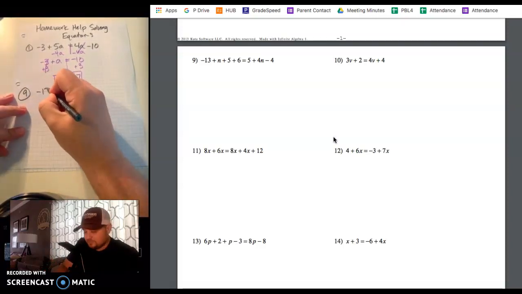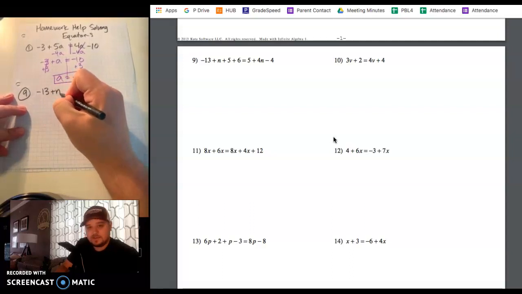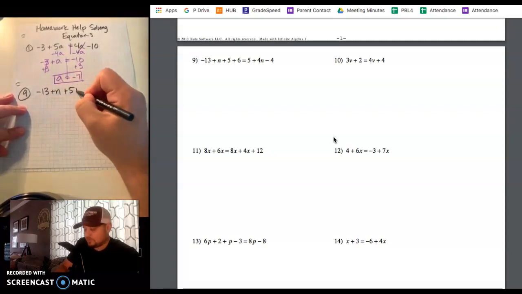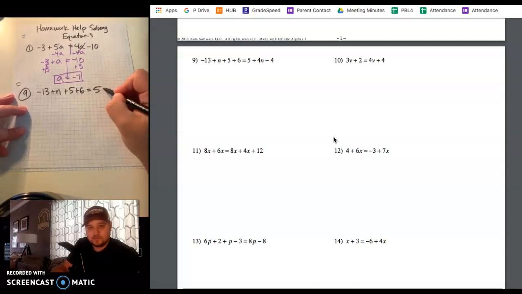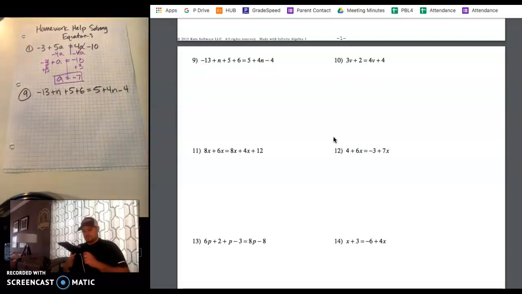It says -13 plus n plus 5 plus 6 equals 5 plus 4n minus 4. Definitely this is going to be a problem where we're going to be focusing on combining like terms. I think that's going to be a big thing for us on this one. We don't have any distributive property to worry about on this problem.